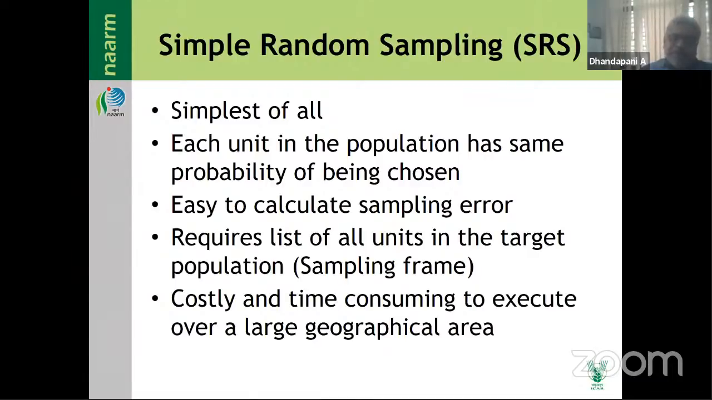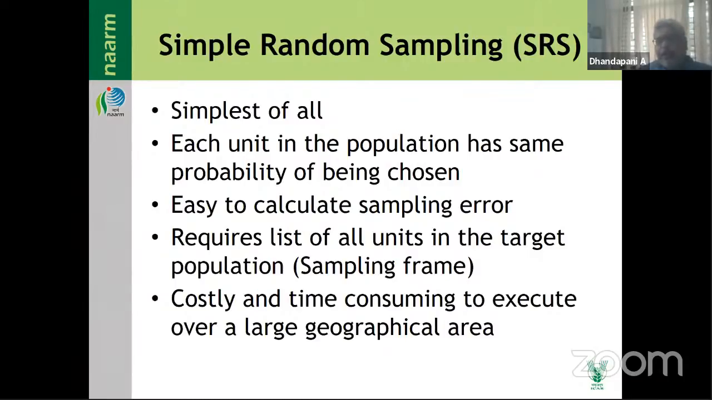How do you select it? It is very simple. You can use Excel, for example. Suppose I have 100 units in the population and I have to select 10. The simplest way is to use a function called RANDBETWEEN. If your population size is 100, you put 1 comma 100, and it will generate a random number between 1 and 100.